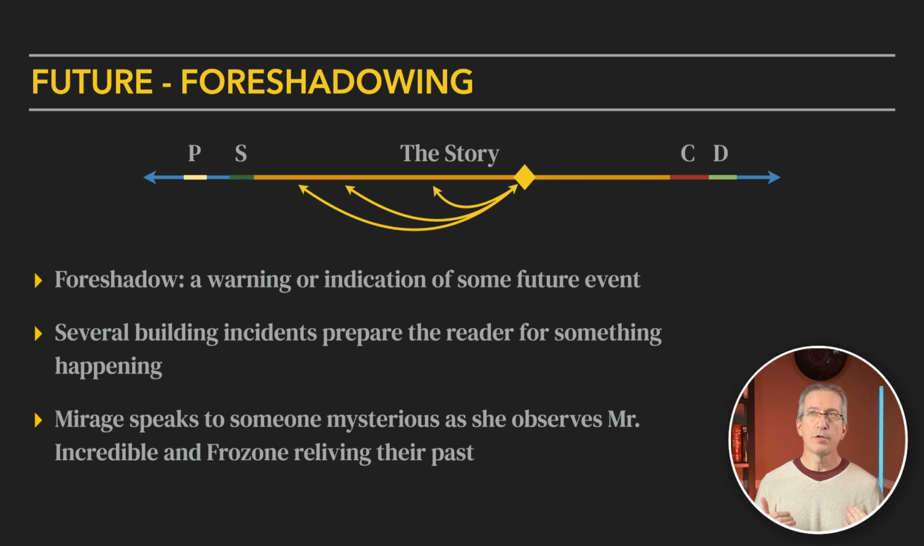In The Incredibles, Mirage, who is Syndrome's lieutenant, Buddy's lieutenant, she's speaking to someone mysterious as she observes Mr. Incredible and Frozone reliving their past. So again, this is now into the story itself. This is actually in the start before the inciting incident occurs. Bob misses the old days. He is now forced to live a normal life. His secret identity is his only identity at this point, and he really liked being the hero.